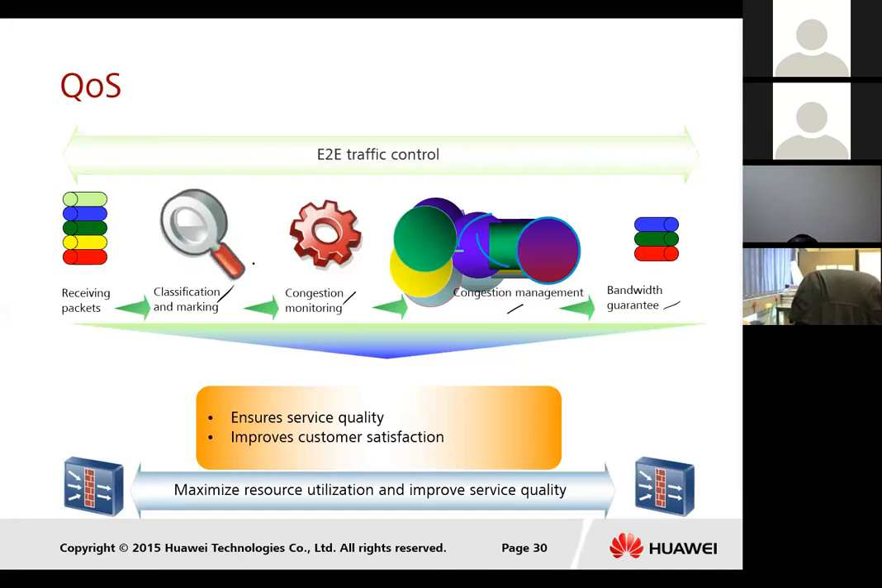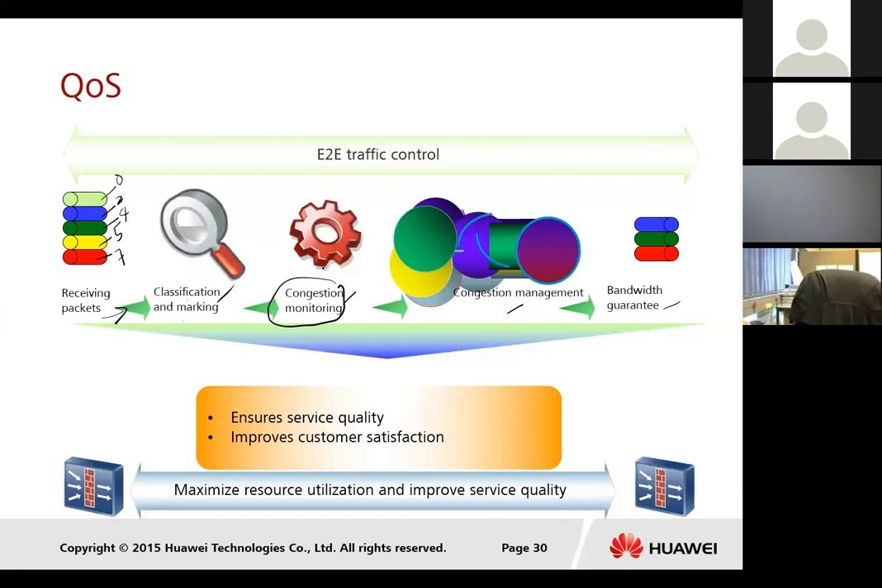So when the traffic packet is received, I classify what traffic you are, for example priority 7, 5, 4, 2, 0. Based on the classification and marking, based on the color that you receive, I mark different numbers to tell how important you are. Then through congestion monitoring, I monitor whether the link is congested or not. It is all through the monitoring.